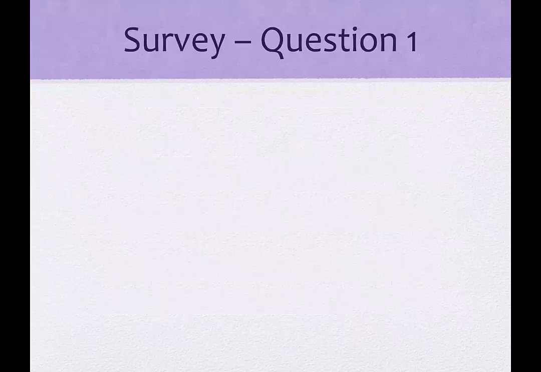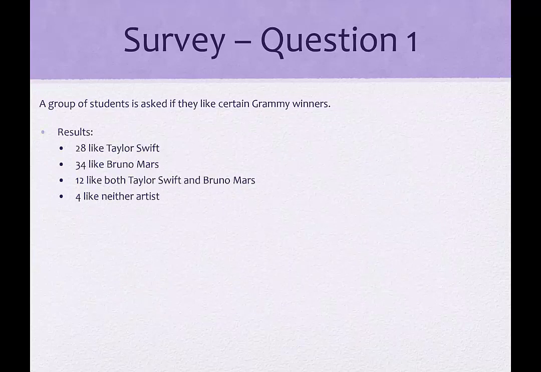Okay, so let's look at some examples. A group of students is asked if they like certain Grammy winners, and here's the results. And by certain, I mean just 2. We're only looking at 2 artists here. We want to set this up using a Venn diagram. Now, this is a group of students. It doesn't tell us how many are in the universe.